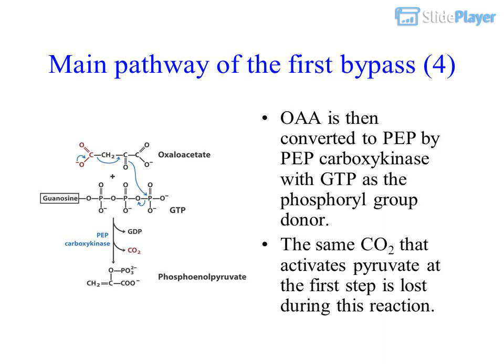Main pathway of the first bypass, 4. OAA is then converted to PEP by PEP carboxykinase with GTP as the phosphoryl group donor. The same CO2 that activates pyruvate at the first step is lost during this reaction.